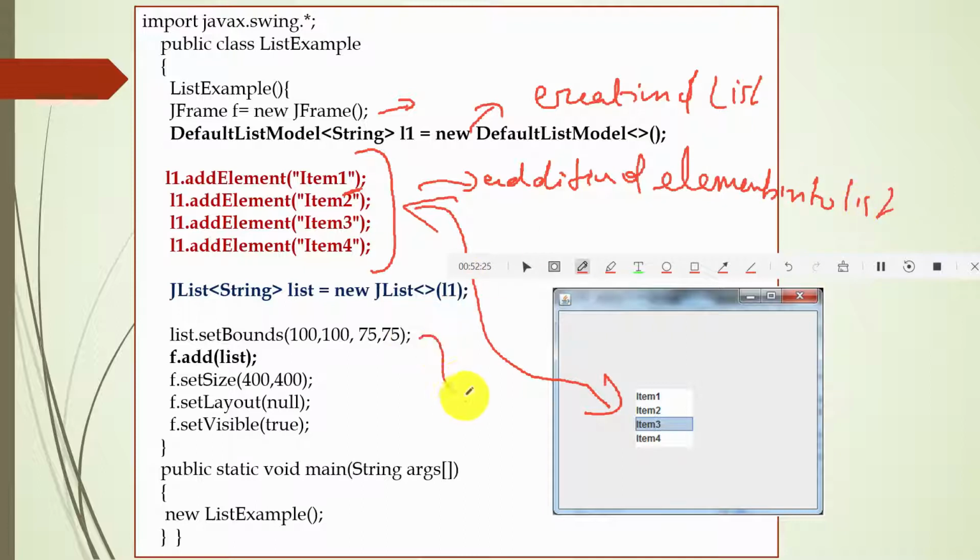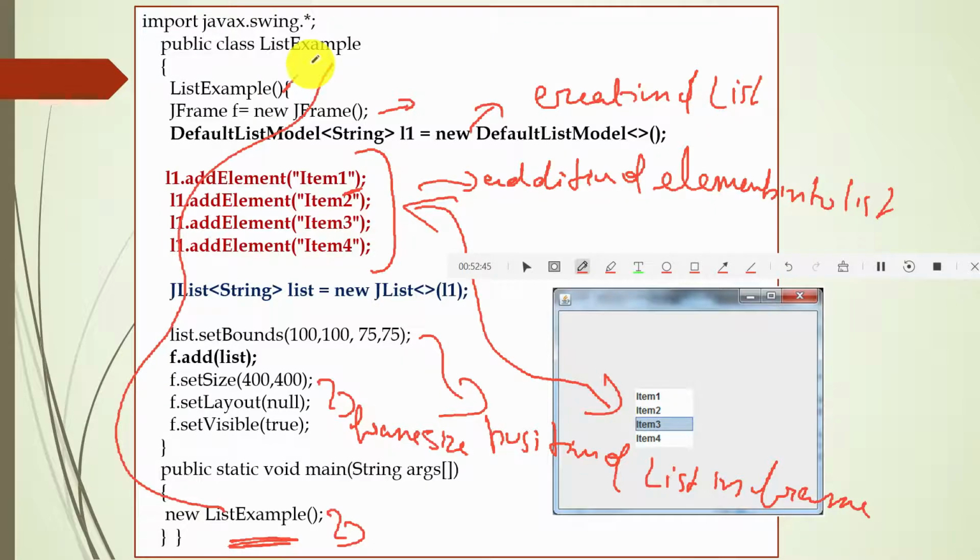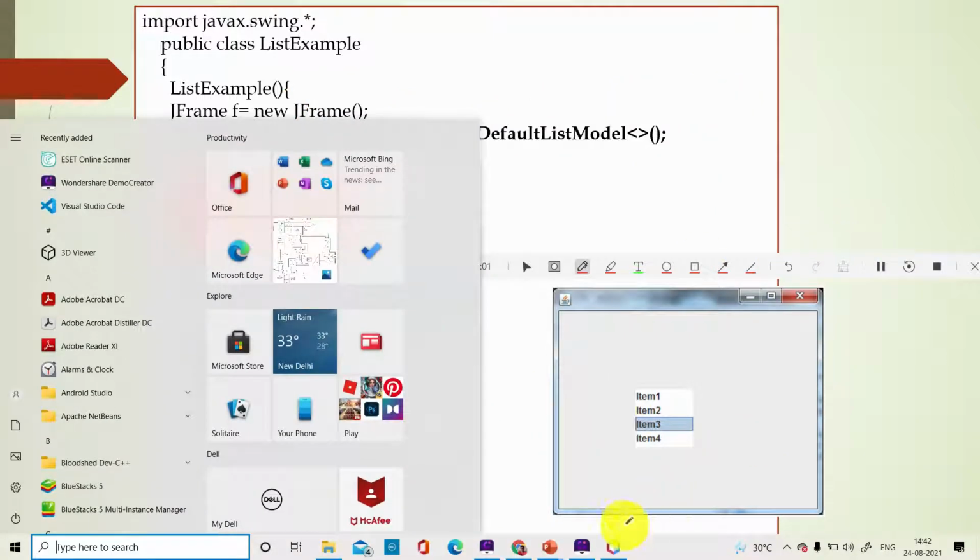This is the position in the frame, the position of the list in the frame. Then the frame size, and all the remaining things you know. The list example is called from main. So that's all we have in this list. Let us see the program once and finish it off.